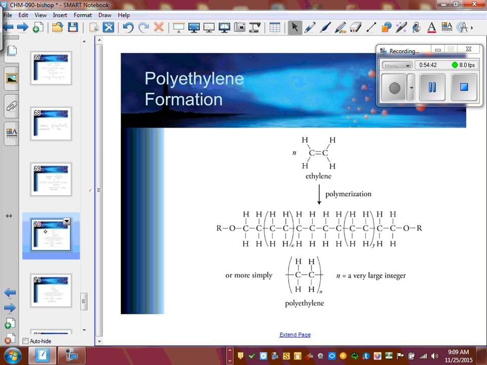Ethylene. Okay, it's not a condensation reaction. If I draw another ethylene next to it, I can take this double bond, move it over here, it joins this, that moves this double bond over here, and so forth. I get a whole bunch of them. Polyethylene.